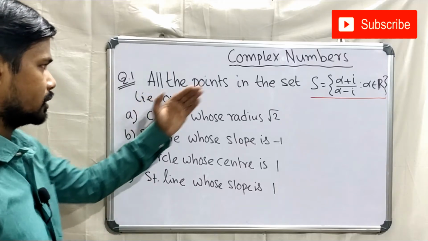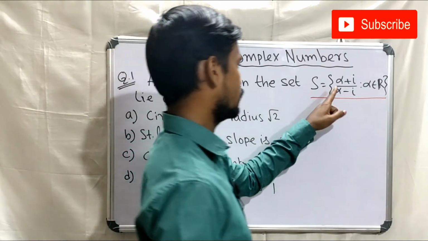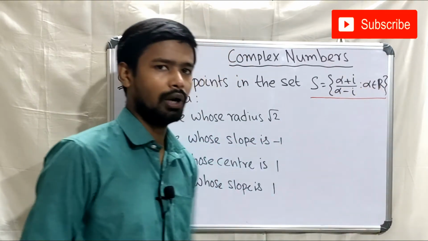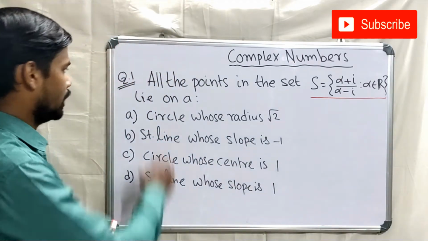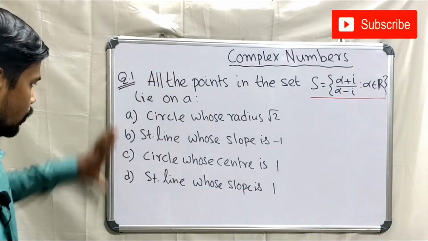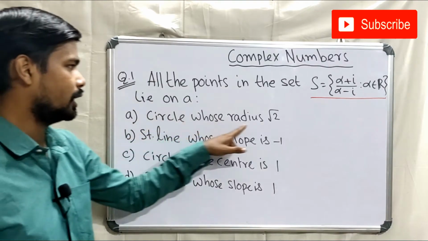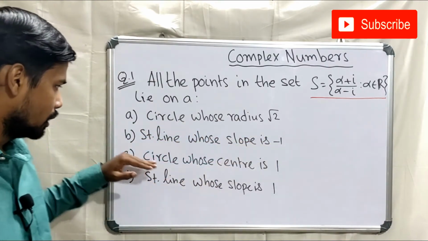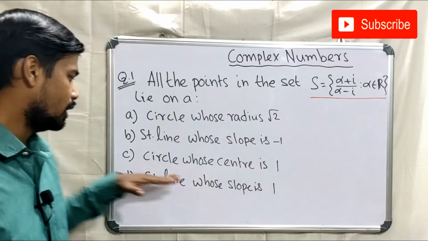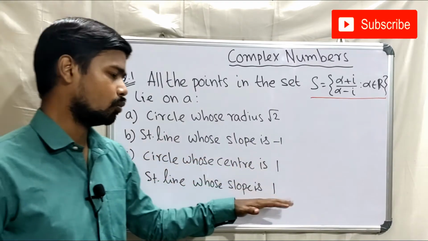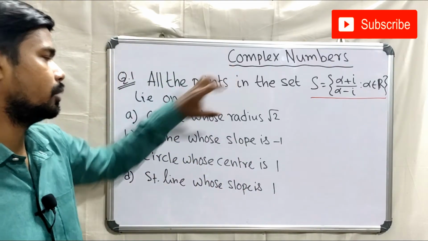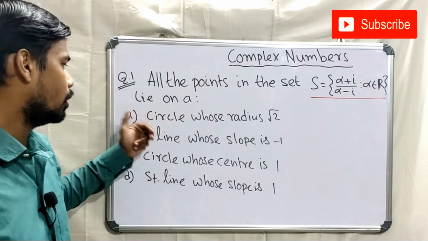All the points in the set S, the set of (alpha plus i) by (alpha minus i) such that alpha belongs to R, alpha is a real number, lie on a... There are 4 options given: a circle whose radius is root 2, a straight line whose slope is -1, a circle whose center is 1, and a straight line whose slope is 1. So in the given options, either it will represent a circle or a straight line.